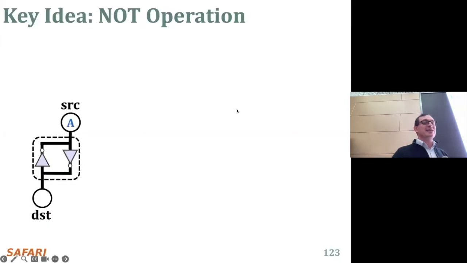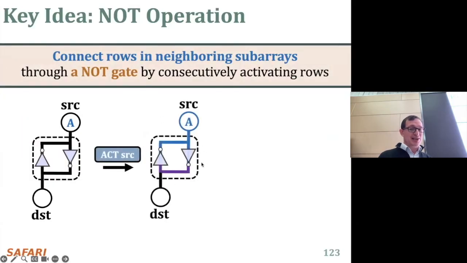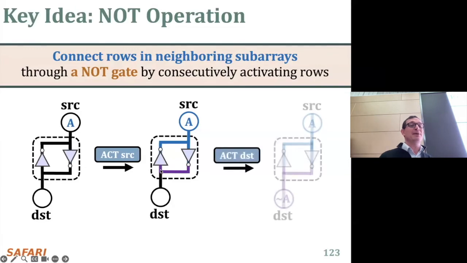NOT operation. I've already said this, so I'll go through this quickly. Basically, if you have a source subarray that's over here and the destination subarray that's over here, they're connected through a sense amplifier over here. We first activate the source row, which essentially starts the charge sense amplification process. And the complement of the data is actually here. And then we violate the timing parameter, which activates the destination row. And the data that's the complement of A gets latched on the destination row. And we show this in real DRAM chips.